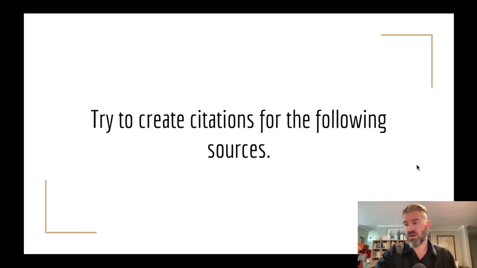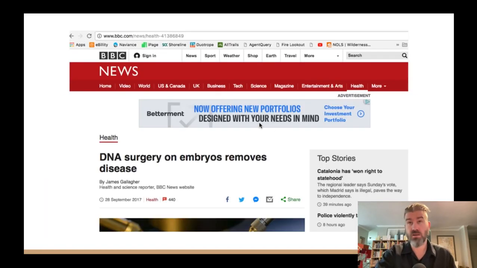So I'm not going to make you do this, but let's just look at a couple more options or examples, right? So again, all the information I need is here. I have the author, James Gallagher, the title of the source, DNA surgery on embryos removes diseases. I have the title of the container, BBC News, and I have the location, which is the URL.